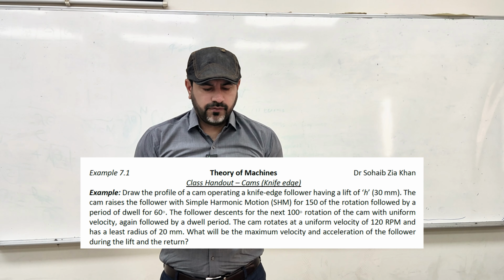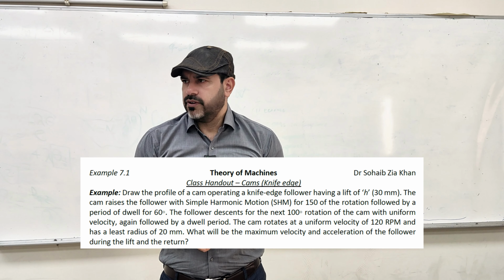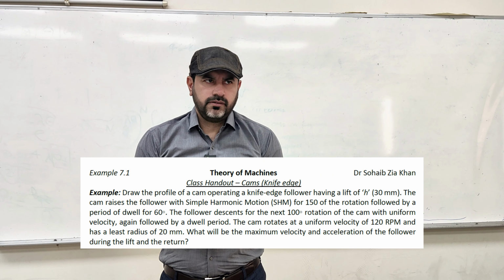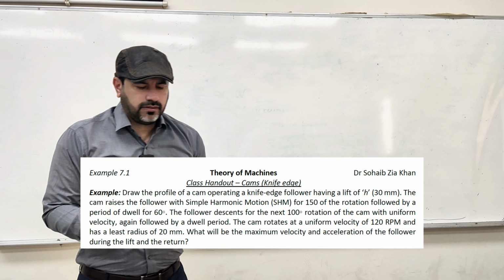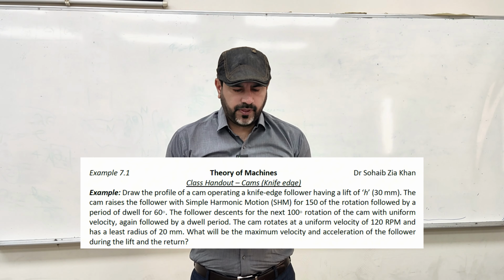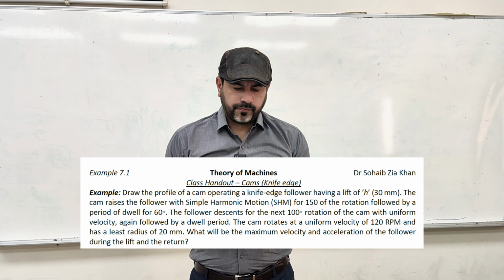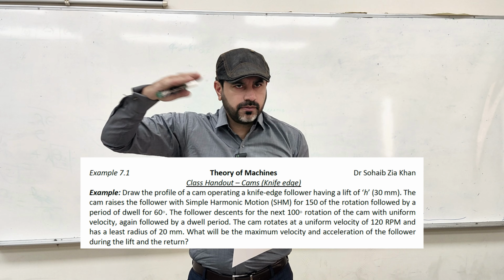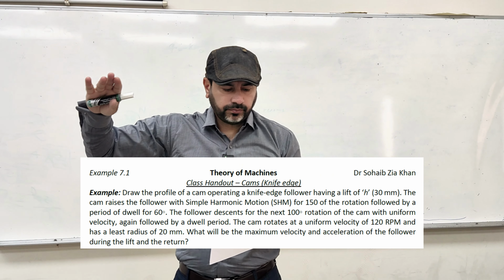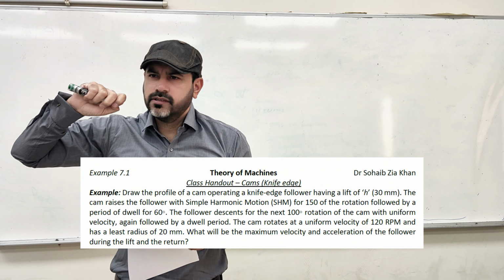The cam raises the follower with simple harmonic motion. Do you know what simple harmonic motion is? SHM, one of the different forms of motion. It's like this, and when we draw it you can have a look. For 150 degrees of cam rotation, there is simple harmonic motion; it will move up according to the simple harmonic motion. And then for 60 degrees is dwell. What is dwell? It is a period of no motion.